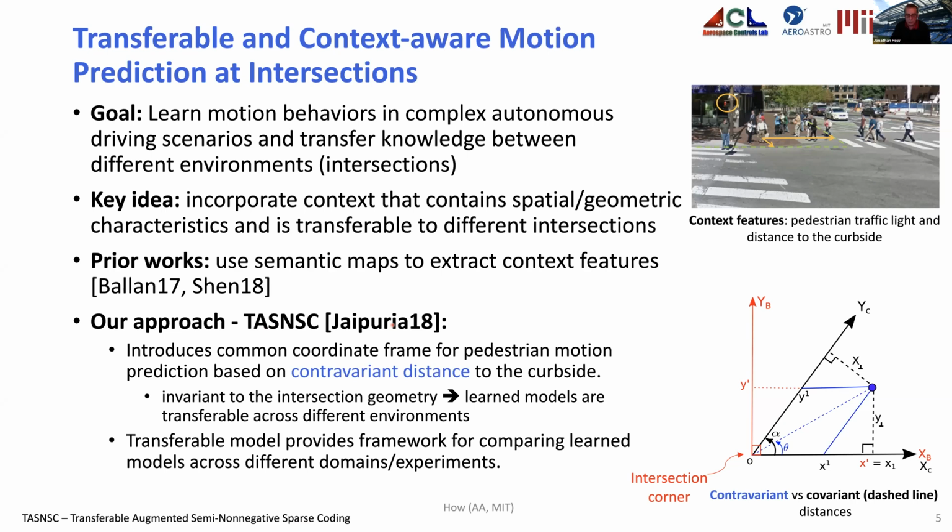And the key thing was to come up with a representation that was based on this contravariant distance to the curb side. Effectively, it's a coordinate change from the curb side itself. So something is defined to be the intersection corner, with the curb side highlighted in black here, and then we convert it into a new coordinate frame. Once we have a standard way of doing that transfer for each of the intersections we're working in, we have a standard coordinate system to do comparisons between them.